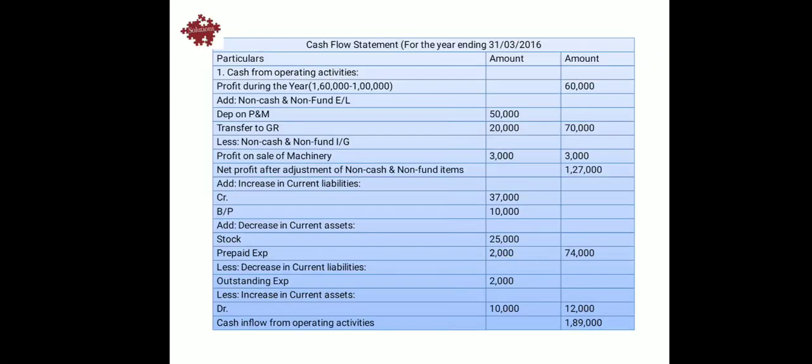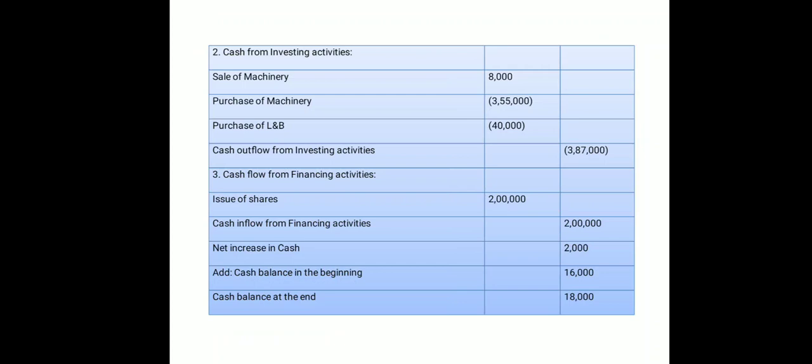So we now have to do the plus minus with 1,89,000, 3,87,000 and 2 lakh. So 1,89,000 plus 2 lakh minus 3,87,000. Whatever you get, if it is a positive amount, we call it a net increase in cash. If you get a negative amount, we call it a net decrease in cash. Right now it is positive because we are getting the 2,000 amount, so we mention it as a net increase in cash.